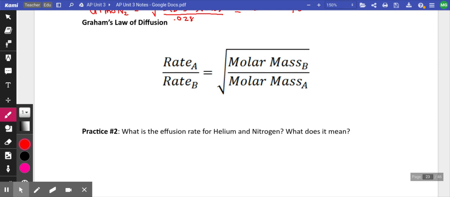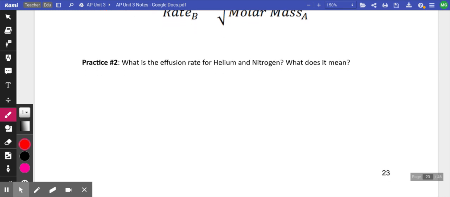So if we're looking here, the rate of gas A over the rate of gas B is going to be equal to the square root of the molar mass of gas B over the molar mass of gas A. Let's look at this in terms of an application. In practice number 2, it says, what is the effusion rate for helium and nitrogen, and what does it mean?